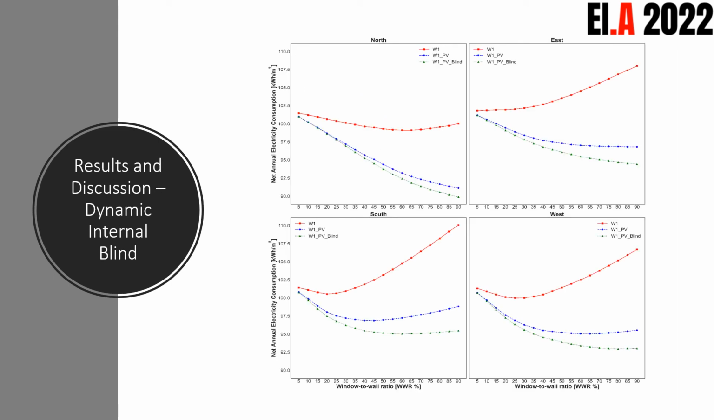The comparative energy performance analysis between standard glazing, STPV glazing, and STPV with dynamic internal blind is shown in this graph. The red represents the standard glazing, blue represents the STPV glazing, and green represents the STPV with dynamic internal blind. The optical and thermal properties of all the glazings are the same, with electrical properties added in the case of STPV, and electrical properties with dynamic blind added in the case of STPV with dynamic blind. In all the 4 directions, the glazing with glare control dynamic internal blind can save up to 14% net annual electricity consumption compared to standard glazing and up to 5% compared to the STPV glazing.